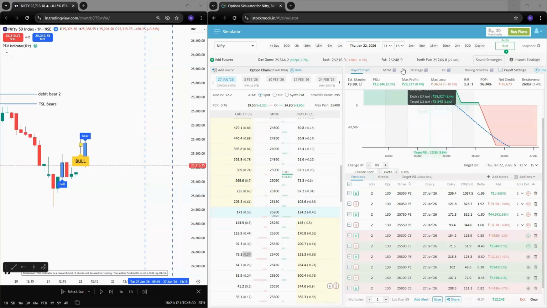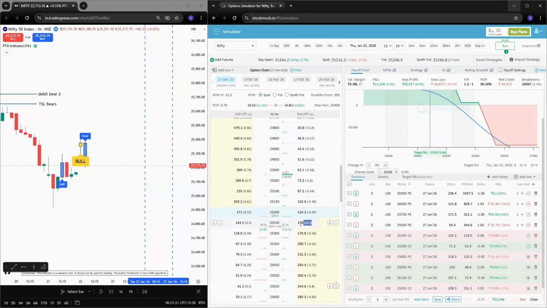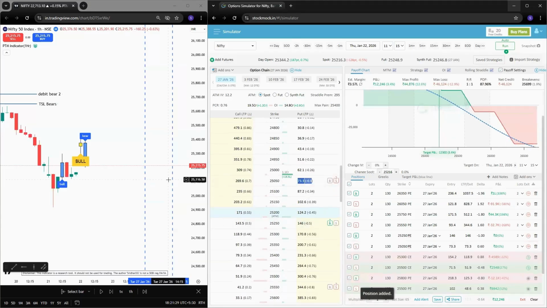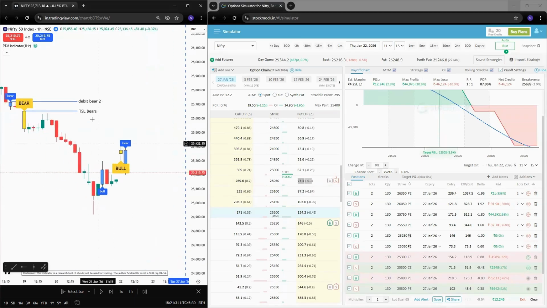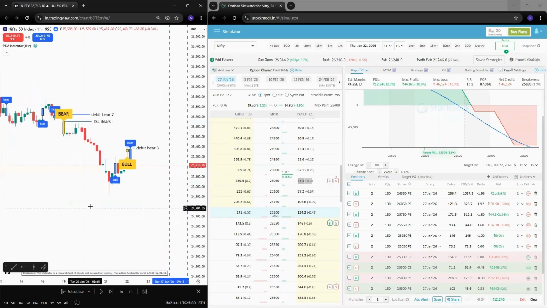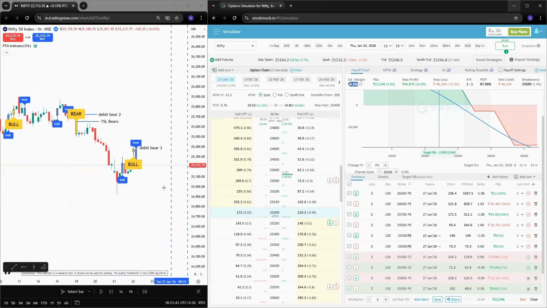So here we are exactly at 11:15, right? I have to go 0.5. I have to buy a put of 0.5 delta and sell the 0.3 delta. Done. So I have to immediately make the notes here. On the chart, I have a debit bear spread. This is debit bear spread 3, the third one. All right. So total capital used is 4.25.